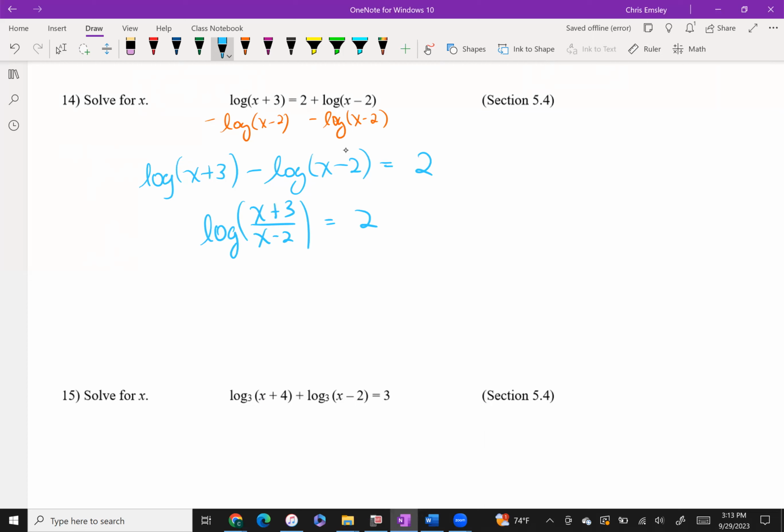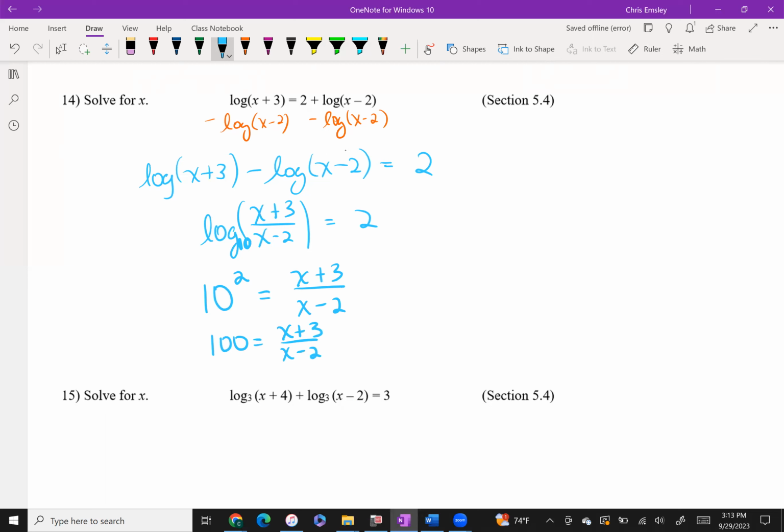Once we have a single log on the left and a number on the right, we want to use the definition of a logarithm to rewrite this equation into its exponential form. Remembering again that when we don't have a number here, that is the equivalent of having a 10. So we take the base, that's the little 10. The answer of the logarithm is always your exponent, and we set that equal to our argument. Again, look up the definition of logarithm if you don't remember that. 10 squared is 100, so we can figure that out.